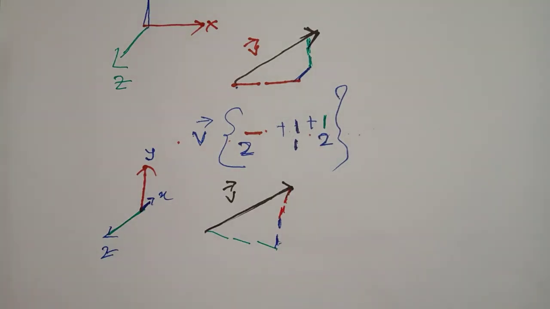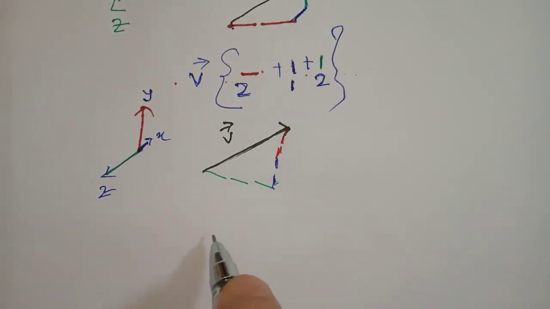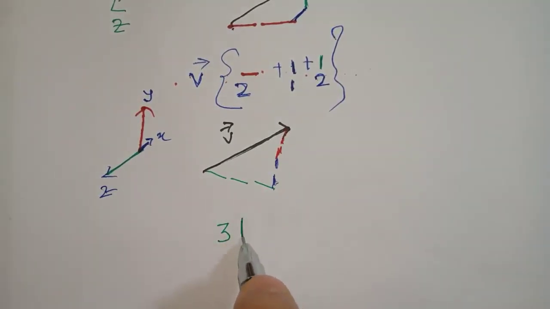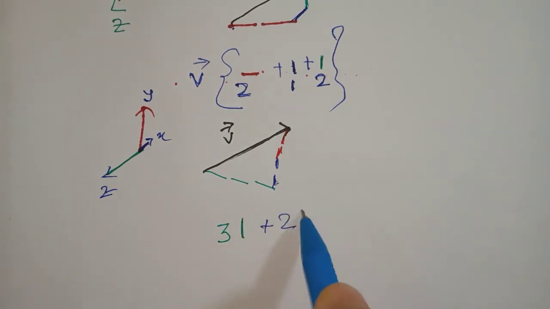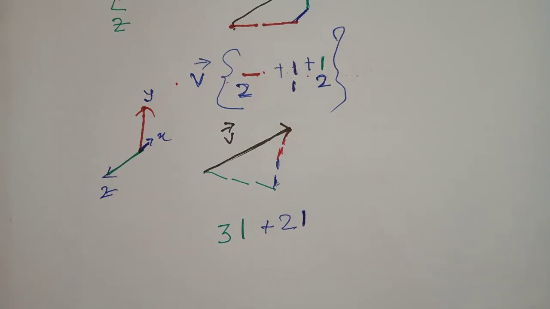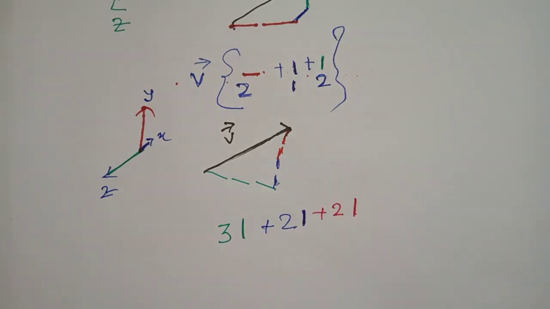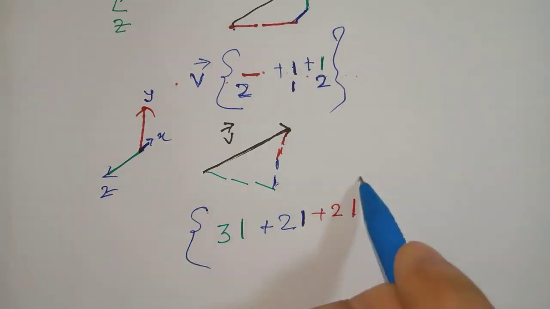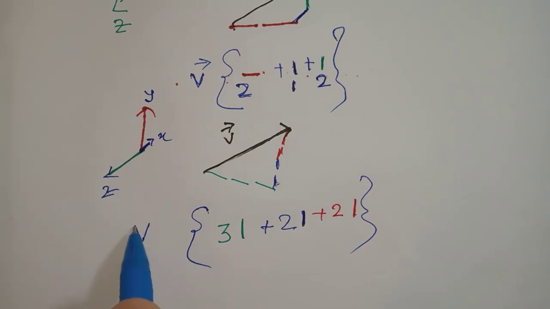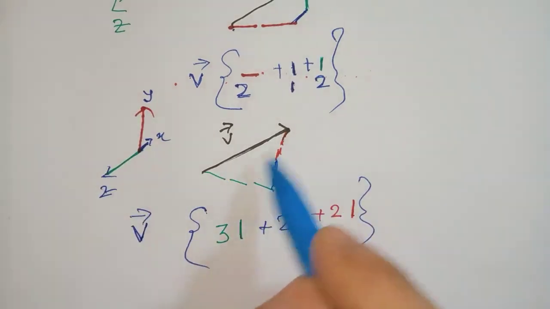So what we can write over here is that we have how many? 1, 2, 3. So we can write 3 of this one, that is the green one, plus we have how many? 2 of this colored one, and we have also got 2 red ones, right? And this would comprise the vector v.